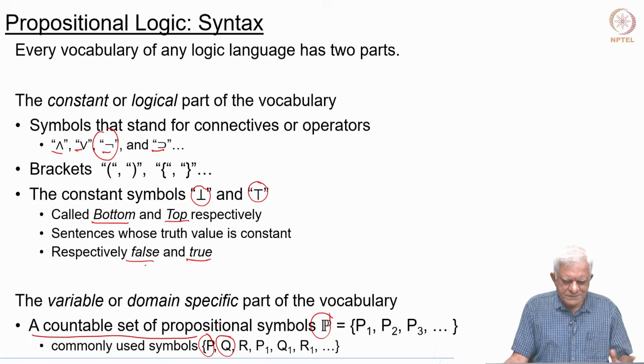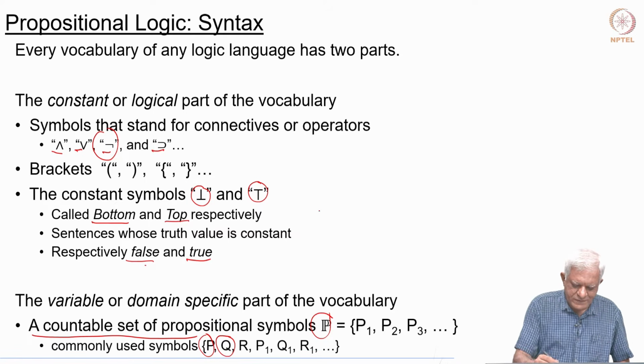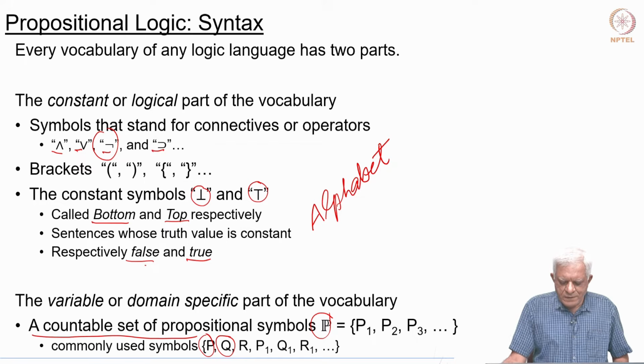So, this is the simple alphabet of propositional logic. I should have written this somewhere. So, this is the alphabet of this language.